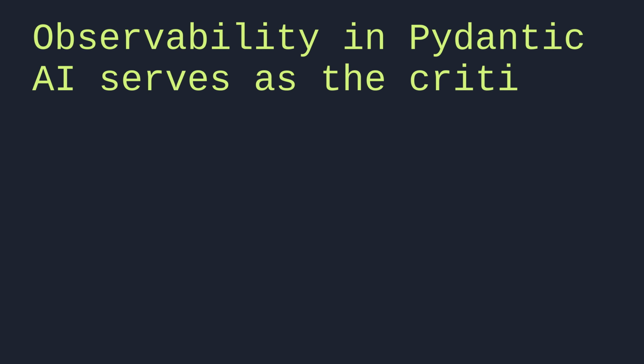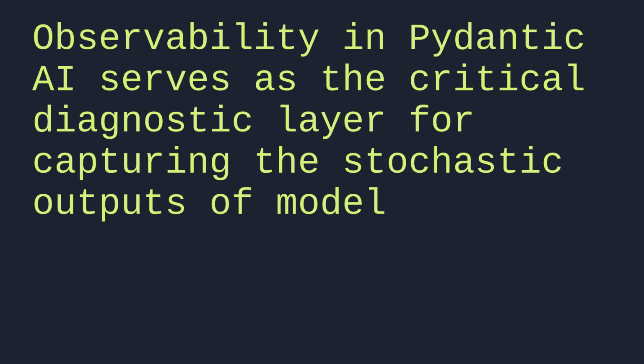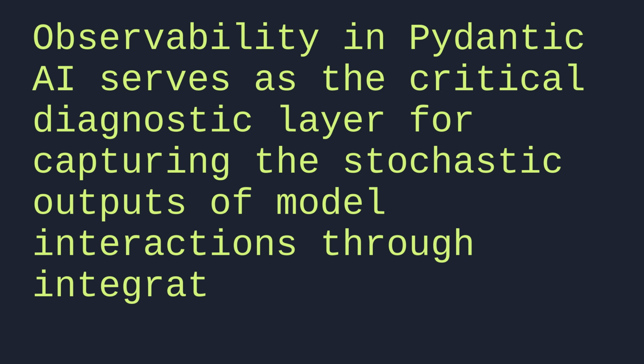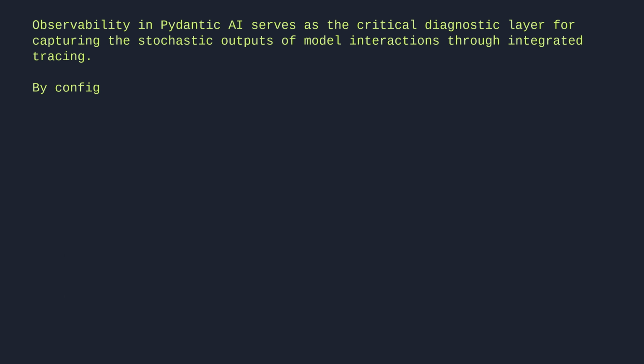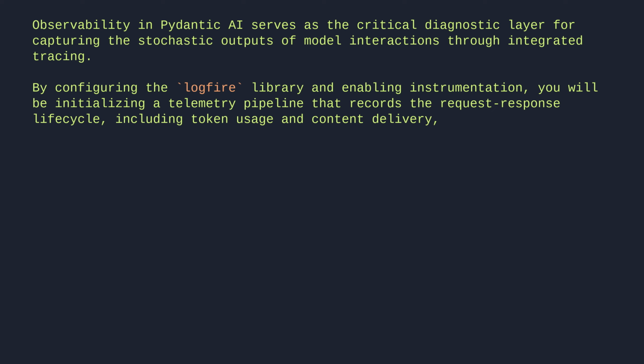Observability in Pydantic AI serves as the critical diagnostic layer for capturing the stochastic outputs of model interactions through integrated tracing. By configuring the Logfire library and enabling instrumentation, you will be initializing a telemetry pipeline that records the request-response lifecycle, including token usage and content delivery, during the execution of model request sync.